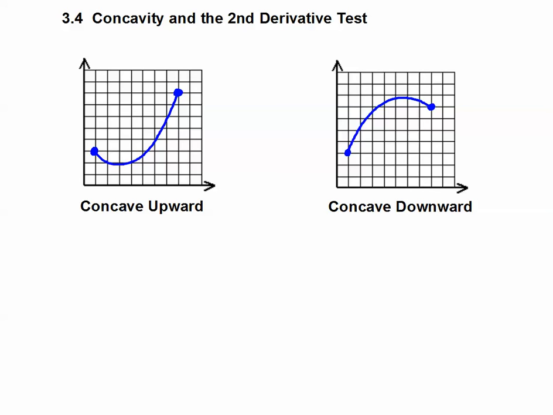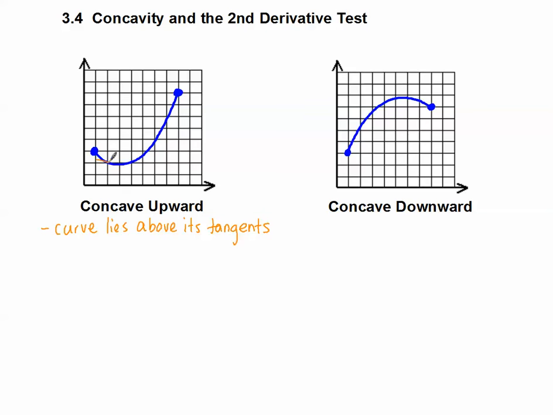In 3.4, our objective is to use derivatives to determine the concavity of a function, points of inflection, and relative extrema. First, let's talk about what is the difference between concave upward and concave downward. Your first picture is a snippet of a graph where this part of the graph is concave upward. Concave upward specifically means that the curve lies above its tangent lines. The curve lies above its tangents.